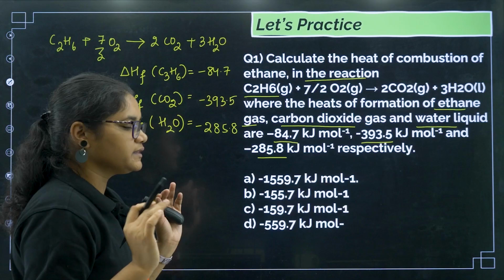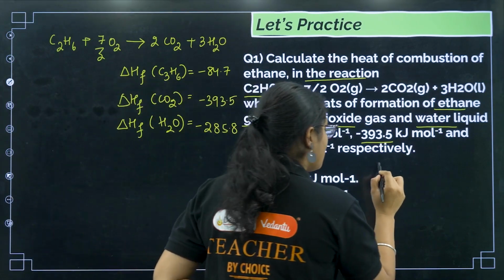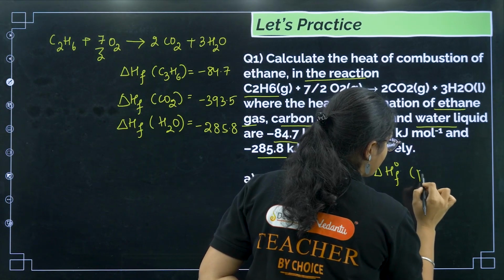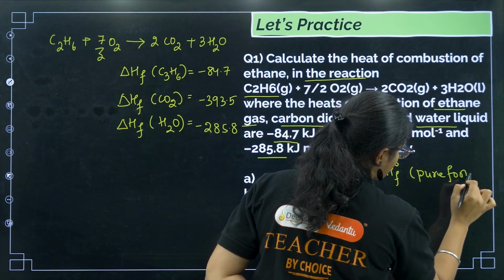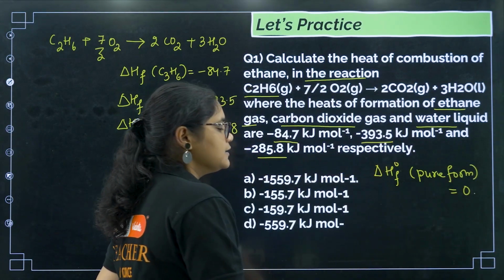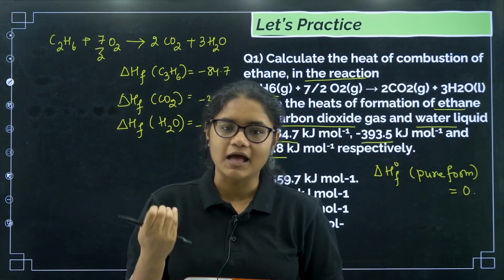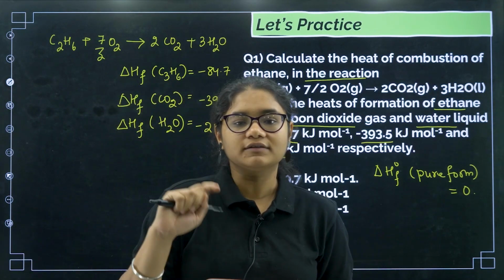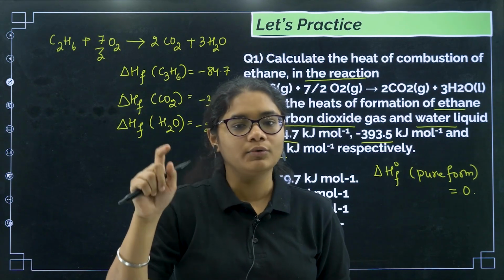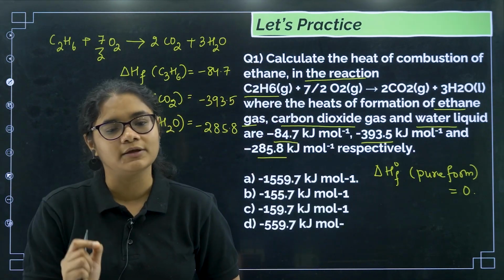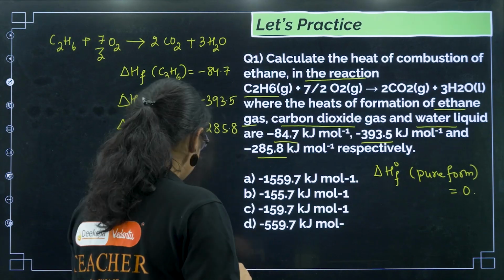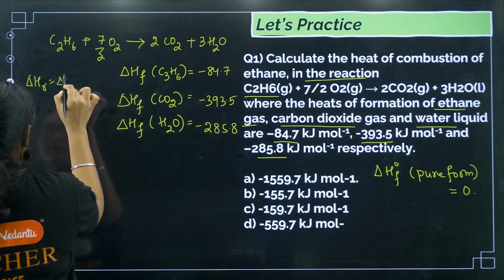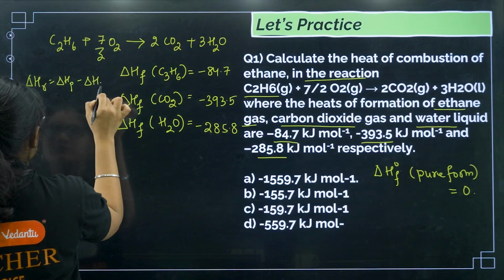Okay, here while solving the questions you should remember that enthalpy of formation for elements in their pure form is considered to be 0. So that means, for example, carbon is found as carbon in nature, so the enthalpy of formation of carbon will be 0. Oxygen is naturally found as O2 in nature, so the enthalpy of formation of O2 will be equal to 0. Okay, so now if we solve this question here, if you remember, delta H of the reaction is equal to delta H of products minus delta H of reactants, right?